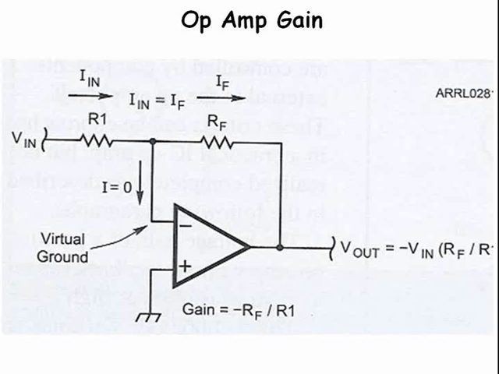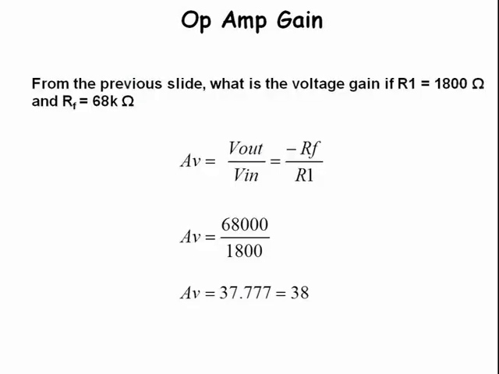For a simple op-amp inverter, the gain of the op-amp is the ratio of the feedback resistor R sub F divided by the value of the input resistor. From the previous slide, what is the voltage gain if R1 equals 1800 ohms and R sub F equals 68K ohms? Well, the gain equals minus R sub F over R1, which is equal to 68,000 divided by 1800, which is a gain of approximately 38.